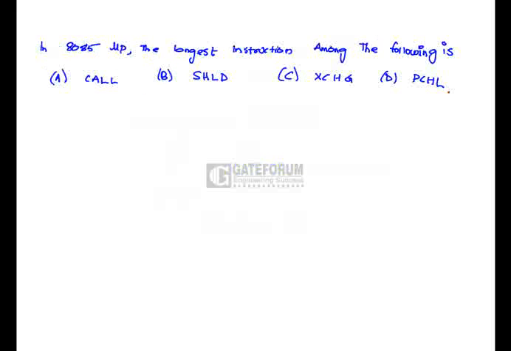8085 microprocessor, which one is the longest instruction among the following? Here, out of 74 instructions in 8085, the call instruction is the longest duration instruction, which takes 18 T states, 5 machine cycles. So option A is correct.